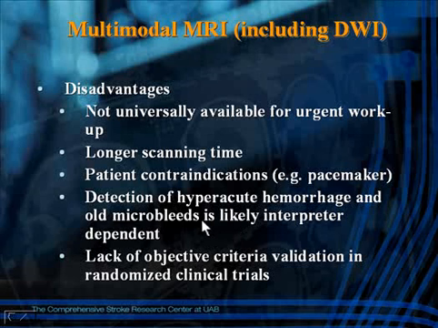Now, there are certain aspects of MRI that require an expert interpreter. For example, detection of hyperacute hemorrhage or old microbleeds requires some training. It is not to say that CAT scan doesn't require that. They both require that, but MRI requires training in more pathologies, as it is able to visualize some conditions that CAT scan isn't sensitive to.